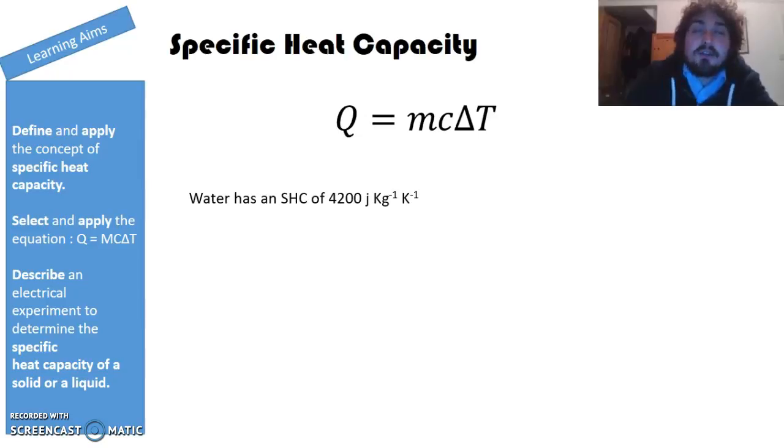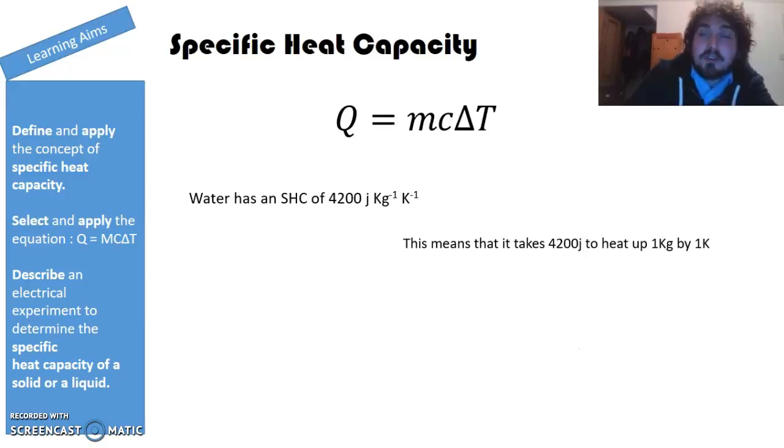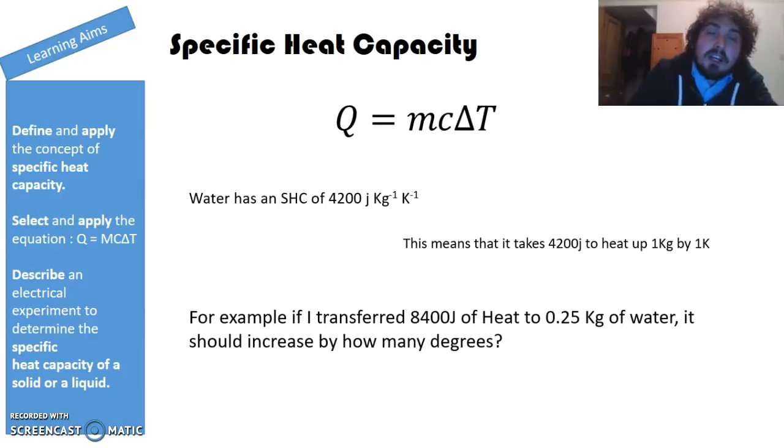Water has an SHC of 4.2 kilojoules per kilogram per Kelvin, which means it takes 4,200 joules to heat up 1 kilogram by 1 Kelvin, right? If I transferred 8,400 joules of heat to 0.25 kilograms of water, it should increase by how many degrees? So pause the video and work that out if you haven't already.